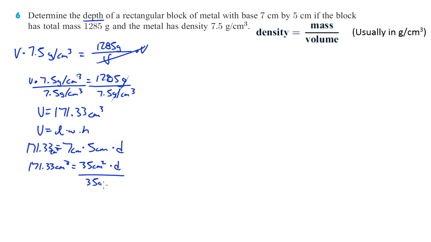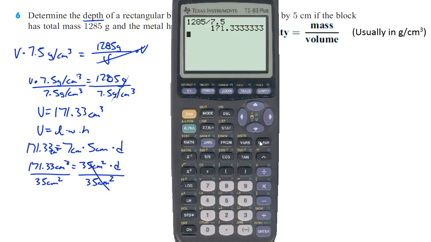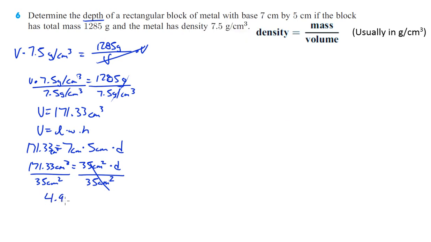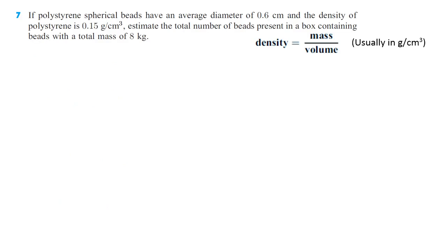So we divide both sides by 35 centimeters squared, and that's going to end up giving us some number. Look, there's our 171. Just hit divide by 35, and we get 4.895. So let's call that 4.90. And if you notice, we've got 3 here, 2 there, so that leaves us with centimeters for the depth. Okay? Moving on to our last one here, number 7.